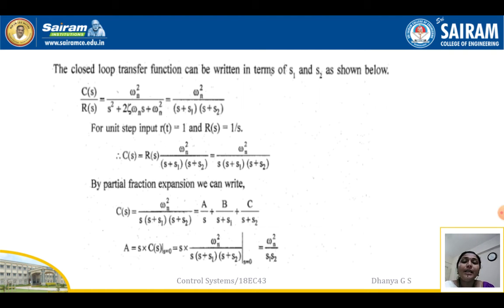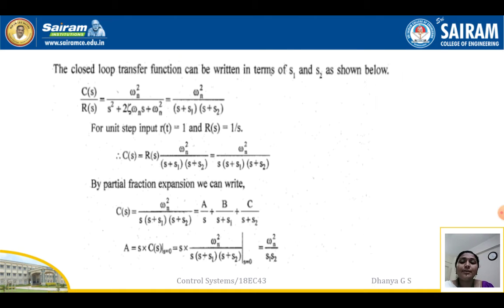Now we are considering unit step. So R of t will be equal to 1 and hence R of s will be equal to 1 by s. So C of s can be found as R of s into omega n square divided by s plus s1 into s plus s2. So the equation can be rewritten as omega n square divided by s into s plus s1 into s plus s2. You have to apply partial fraction now.